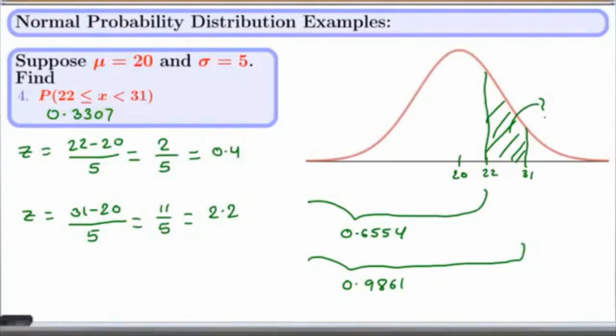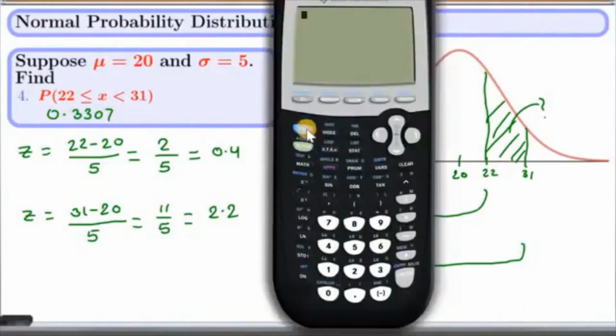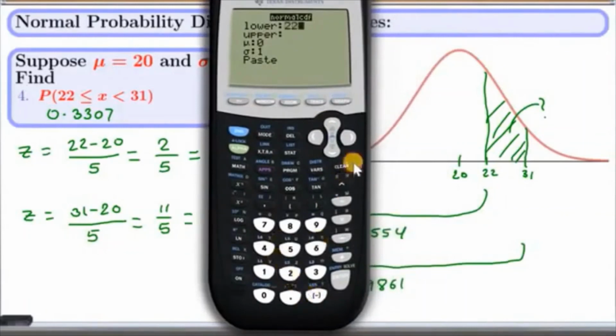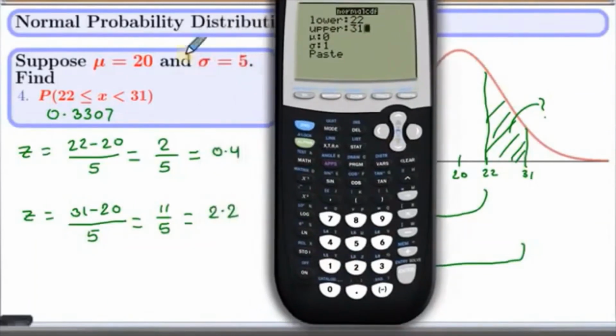Now let me show you how to find this value using a calculator. For that, punch in second, distribution. We'll be using normal CDF, hit enter. Let me clear what I have here. Looking at the table, we know our lower value is 22 and our upper value is 31. We know our mean is 20 and our standard deviation is 5. Now hit enter and hit enter again. So this is what we got here, and this is exactly what we got from the table also.